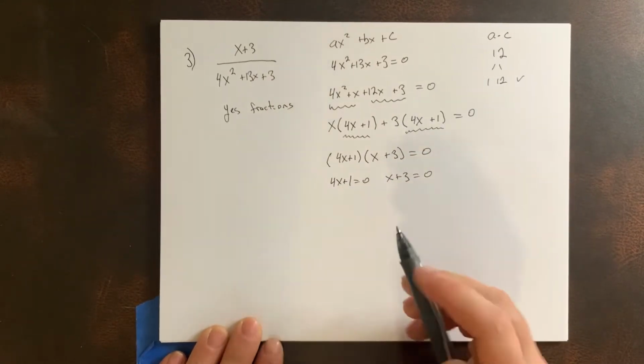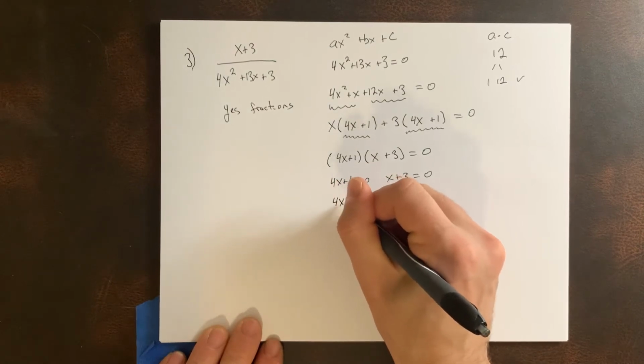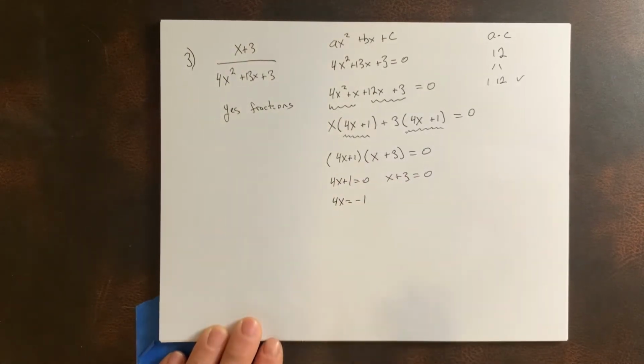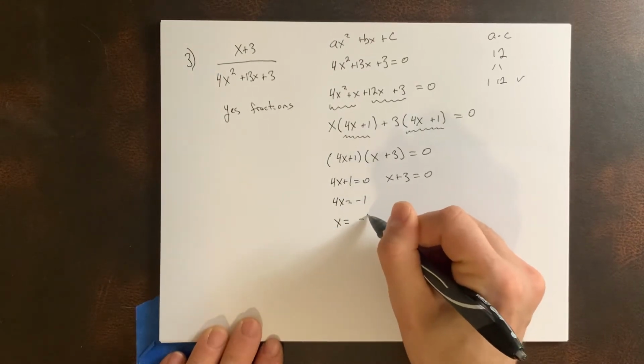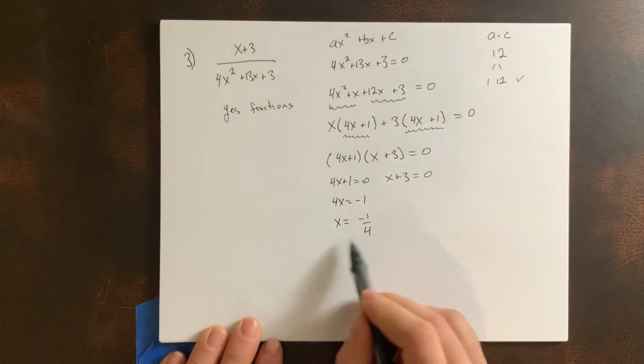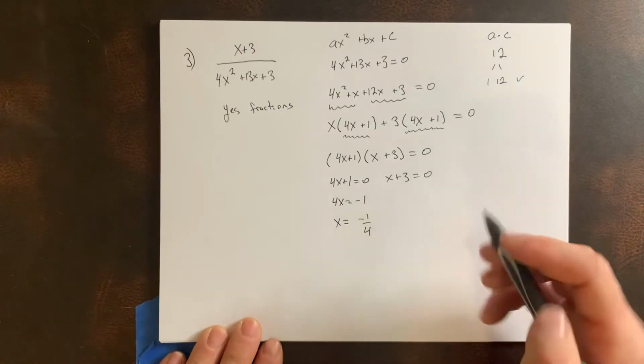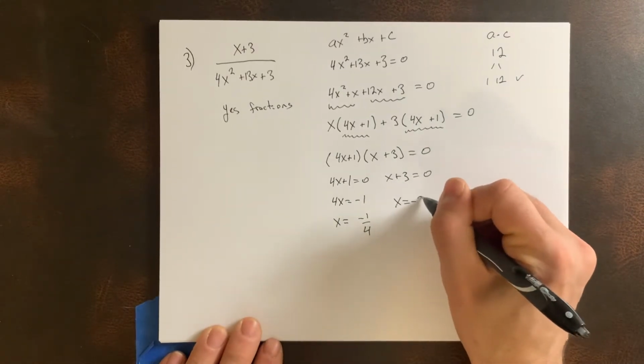Solving for here, we subtract the 1 over, so 4x is equal to minus 1. Then we divide by the 4. x is equal to minus 1 over 4. Okay, so there's our first value. And for this one, we subtract the 3 over, x is equal to minus 3.